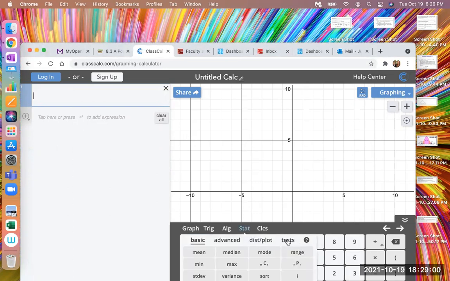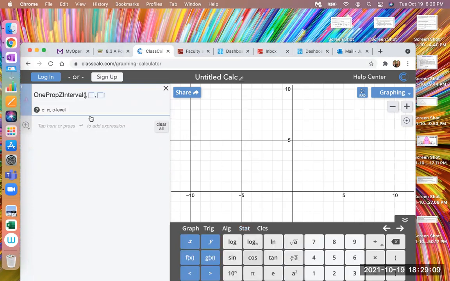you have to go to stats, you have to go to tests, and then you do 1-PropZInt, for one proportion Z interval. So you press that, and then it tells you what you need to enter here. The X value is the number of people in the sample who have your desired characteristic. And that one we have to do a little bit of work for. The N is the number in your sample, and the C is the confidence level. That's all we have to report for this.